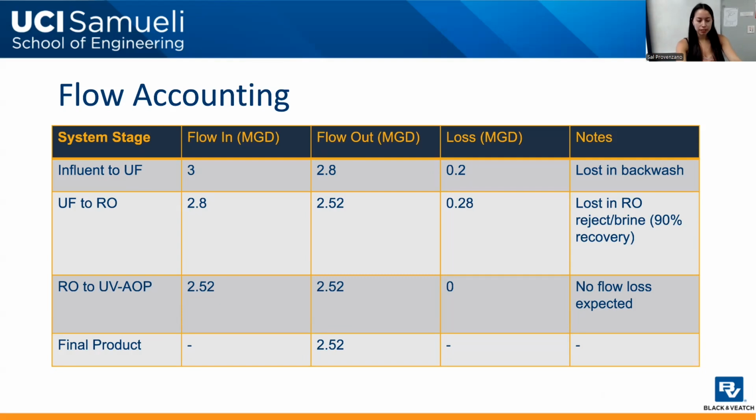As mentioned earlier, we do see some losses throughout our system. Here is a table of where we see some losses. As we go in from the influent to our ultrafiltration, we have 3 MGD. Then due to backwash, we lose around 0.2. Once we go from UF to RO, we have 2.0 MGD, and within that system, we lose around 0.28. Then from RO to UV, it's standard, we don't lose anything. So our treated effluent will be 2.52, so around 2.5 million gallons per day will be treated at our plant.